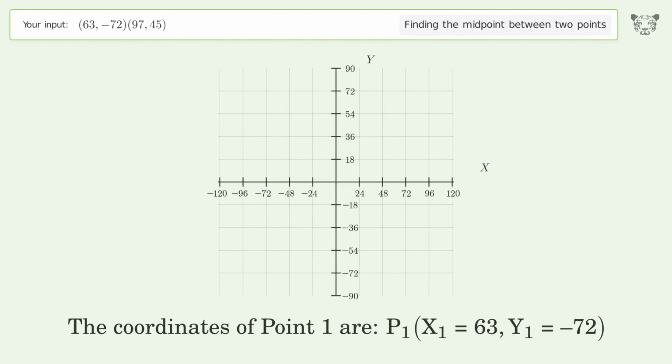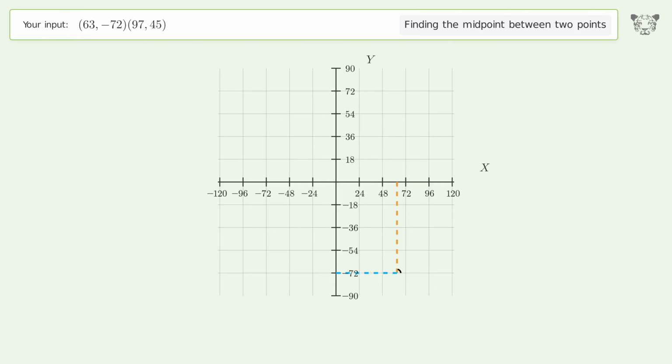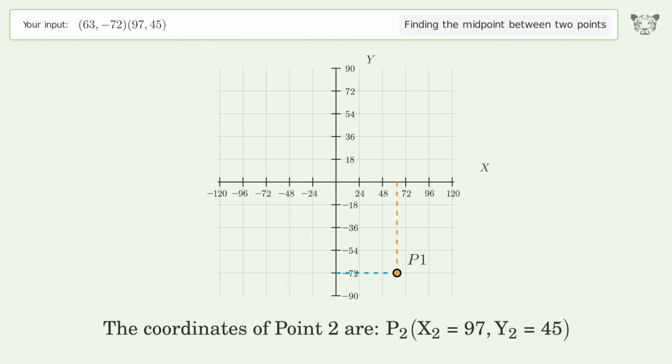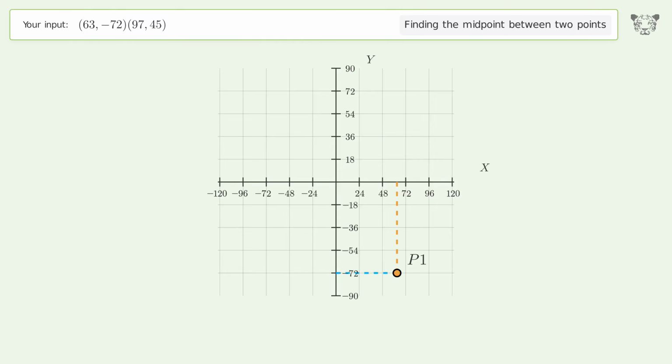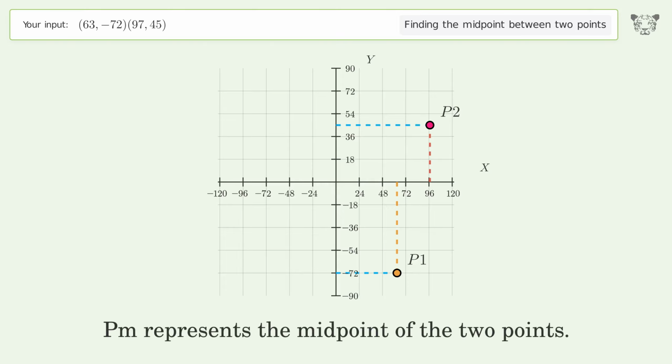The coordinates of point 1 are, x1 equals 63, y1 equals -72. The coordinates of point 2 are, x2 equals 97, y2 equals 45. PM represents the midpoint of the 2 points.